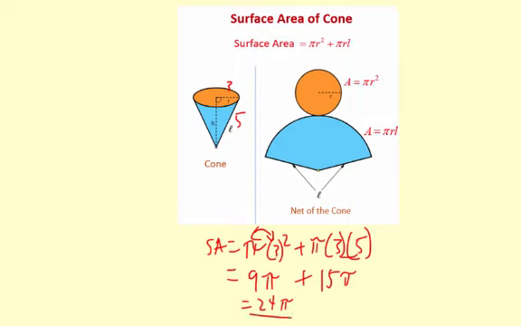The only other little wrinkle here is sometimes with a cone, you'll be given the radius and the vertical height, not the slant height. So if I put this as 4, you would need to use the Pythagorean theorem to find the slant height first, and then apply the surface area formula. So that's the big picture for this lesson.